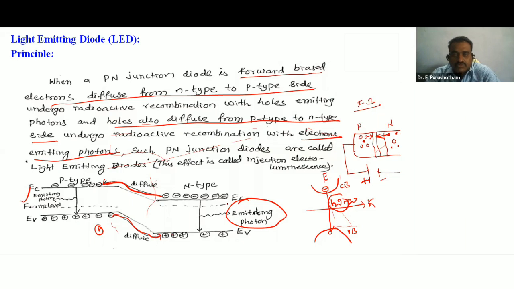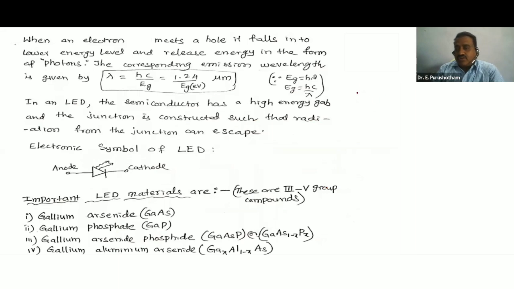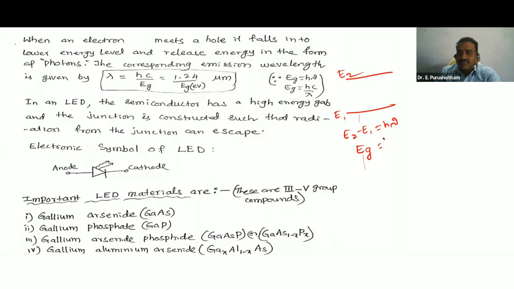For the light emitting diode, for example, this is the higher energy state E2, this is the lower energy state E1. If the energy difference E2 minus E1 is equal to h nu, you know very well this formula. Thus the energy difference, I am taking here as the energy gap, is equal to h nu.